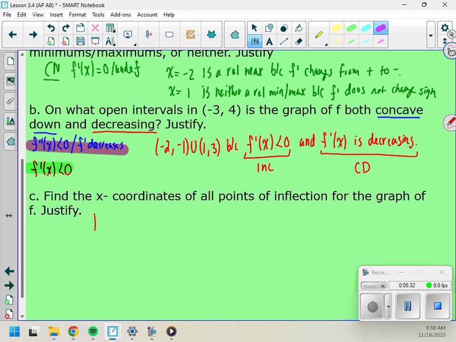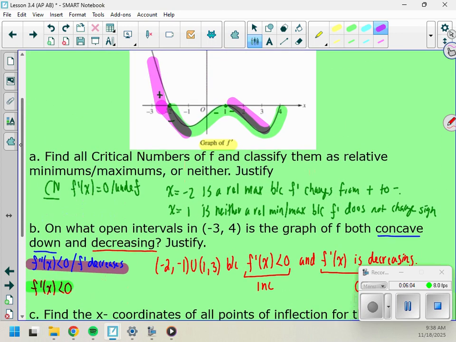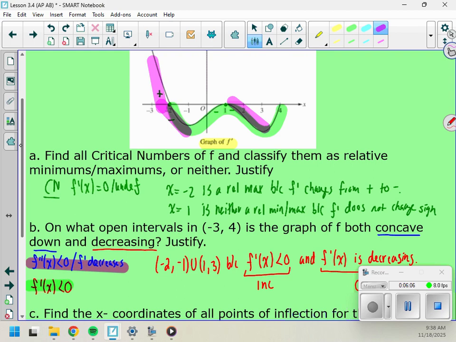Okay, so if you want a POI from the f prime graph, you need to see when does f prime change from increasing to decreasing or vice versa. That will give you a point of inflection. When does the f prime graph change from increasing to decreasing or vice versa? Okay, so I'm going to look at my picture. When does the graph change from increase to decrease or vice versa?